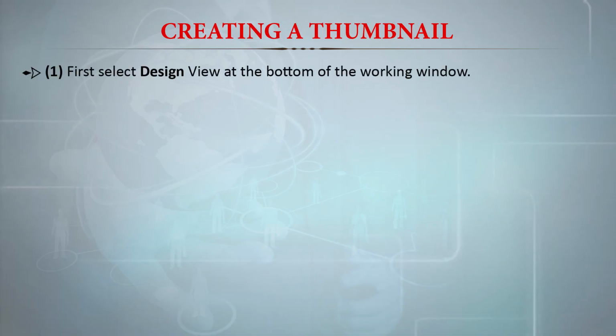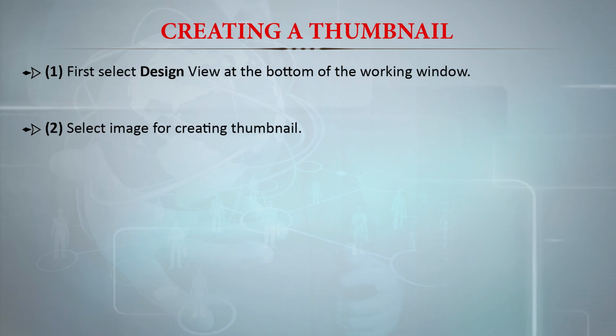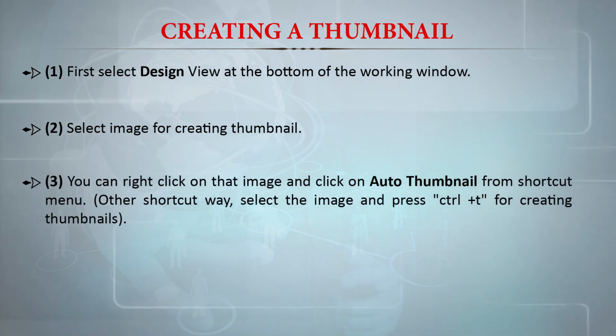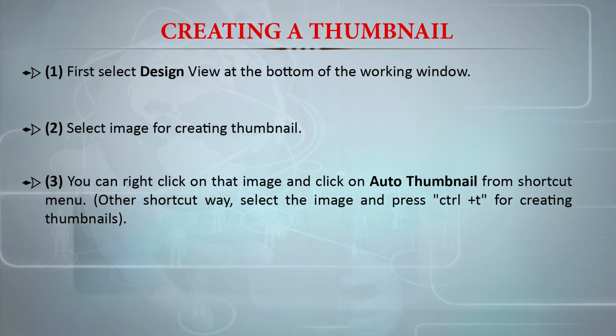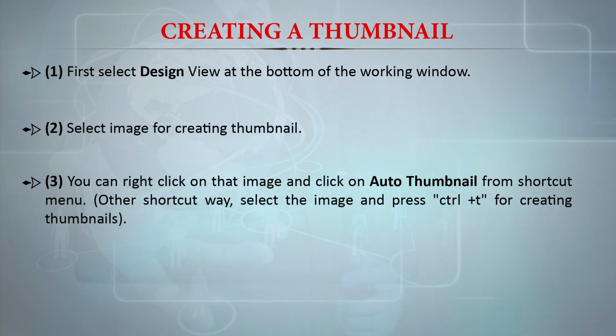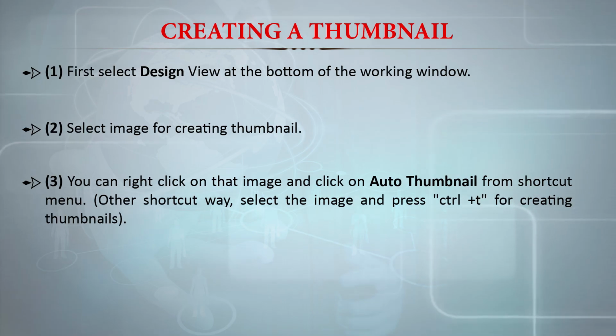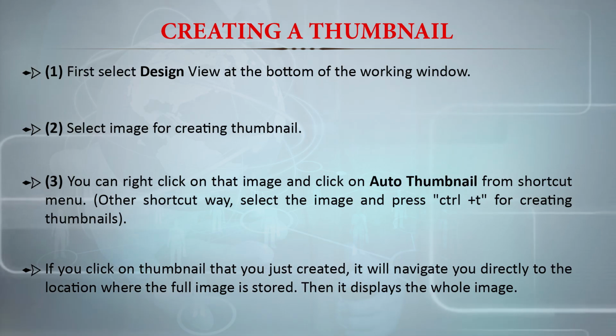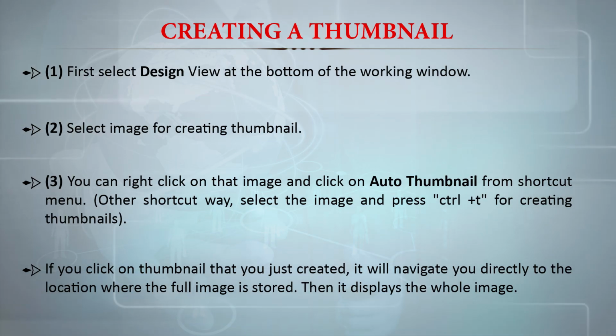It is also possible to create a thumbnail. First select design view at the bottom of the working window. Select the image for creating a thumbnail. You can right click on that image and click on auto thumbnail from the shortcut menu. It is also possible to select the image and press Ctrl T for creating thumbnails. If you click on the thumbnail that you just created, it will navigate you directly to the location where the full image is stored. Then it displays the whole image.